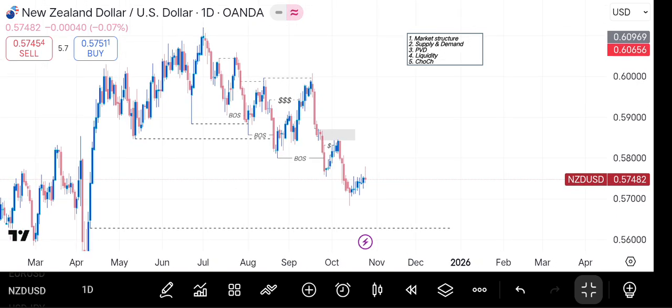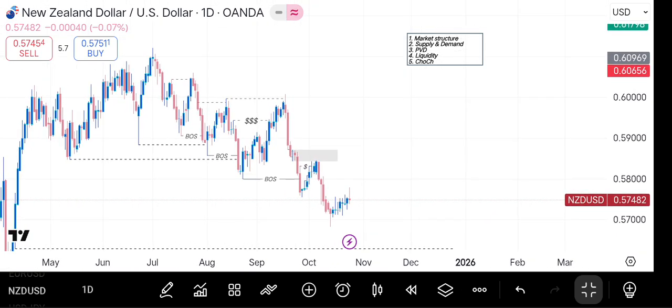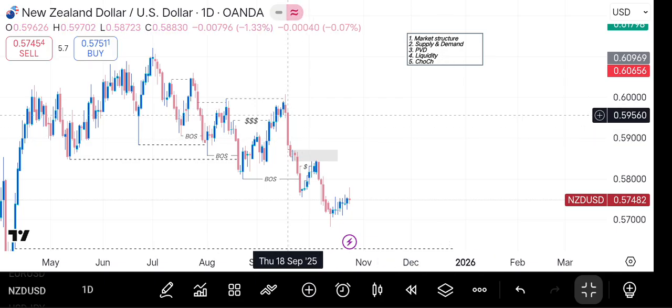Okay, so right here we have a bearish market. Confluence number 1, market structure. See, these are my confluences right here. So confluence number 1, we have a bearish structure.